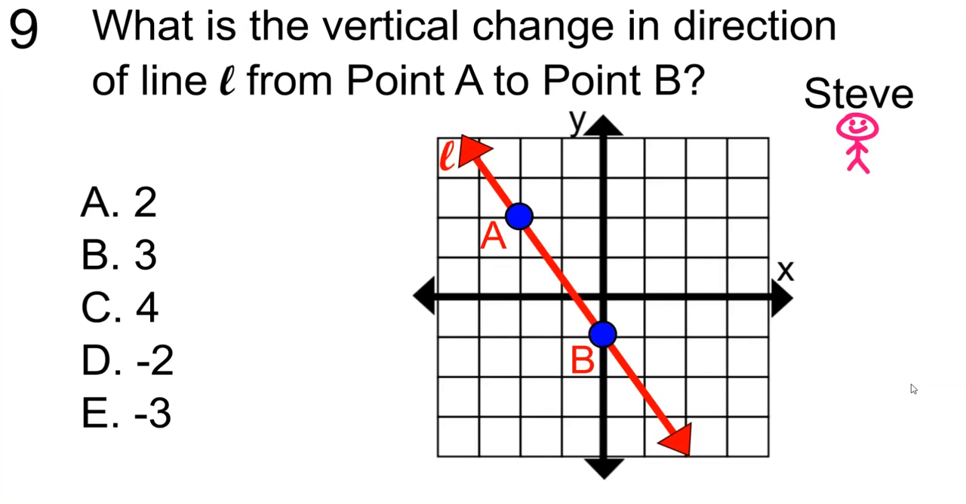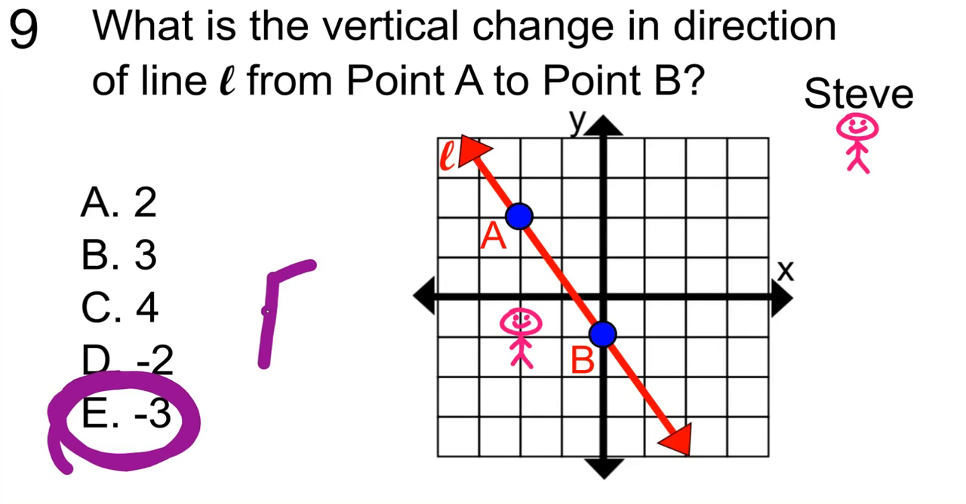Number 9 is a new line, and we want to know its vertical change in direction from point A to point B. Let's put Steve at point A. Remember, we are not walking along the line. We are walking along the grid, and Steve goes down 1, 2, 3 spaces. And since he went down, we're going to say his vertical change in direction is -3, choice E.